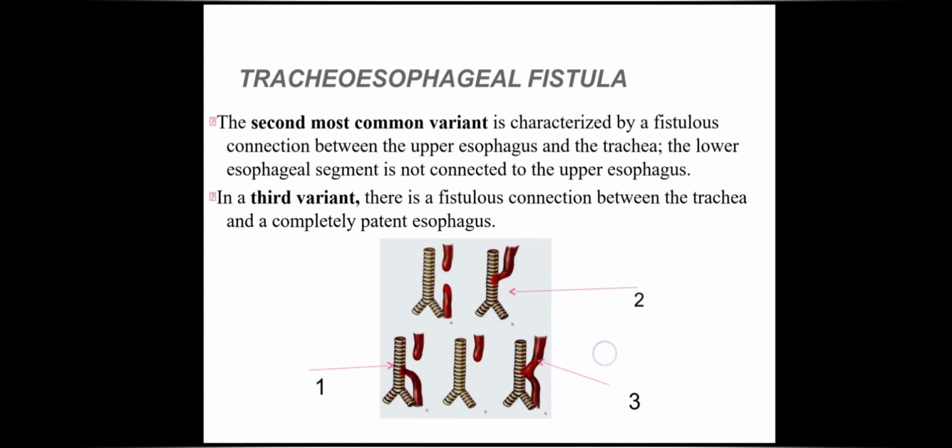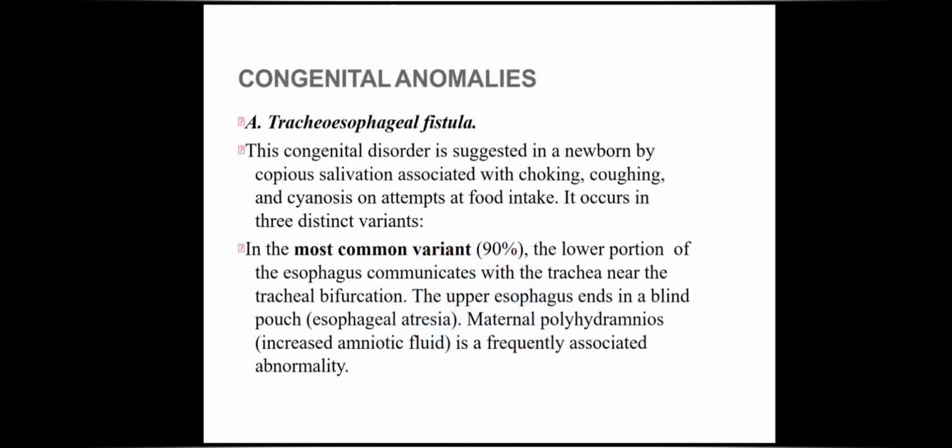So coming to the picture, this is the C type of tracheoesophageal fistula, where the lower part of the esophagus will communicate with the trachea and the upper part will end in a blind pouch. The upper esophagus ends in a blind pouch, which is called esophageal atresia. Maternal polyhydramnios, which is also called increased amniotic fluid, is a frequently associated abnormality. So the most common one is where the upper esophageal end ends in a blind pouch, and it also occurs in polyhydramnios.